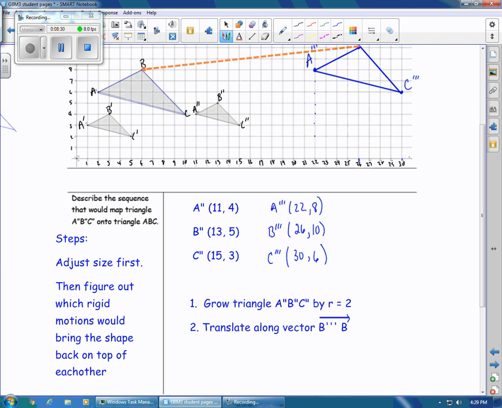Okay, I hope that makes sense. So we're growing it by a scale factor of 2, take care of size first, and then figure out which rigid motion will bring the shape back on top of the original. Let's move on to the next one.